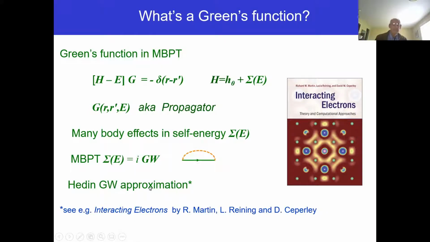called the Hedin GW approximation. And if you want to know all about it, I strongly recommend this beautiful book on interacting electrons. It's by Richard Martin, Lucia Reining, and David Ceperley, just out a couple of years ago, and a superb summary of the modern treatment of electron-electron interaction.